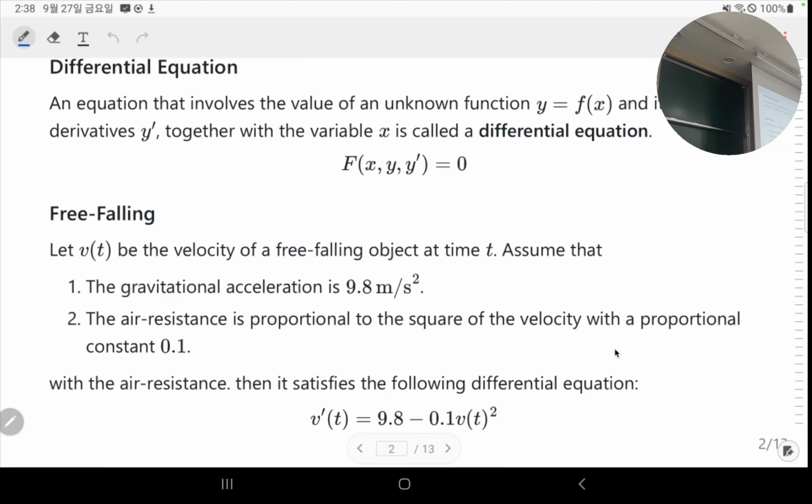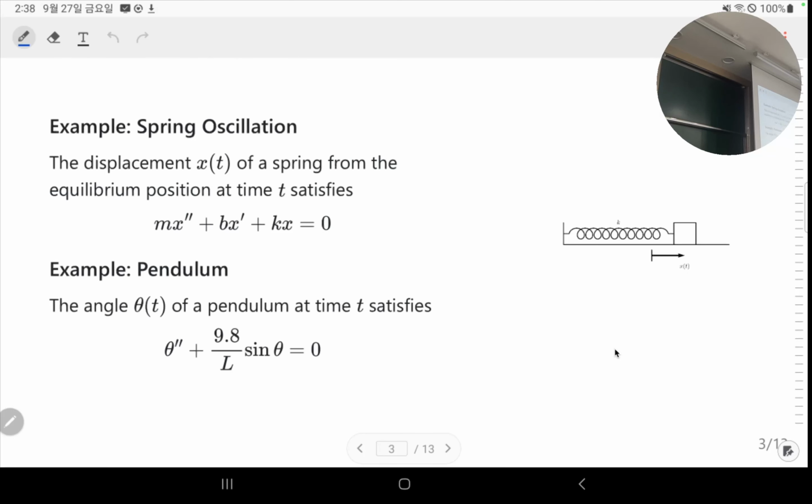So this is an example of a first order differential equation, but many physical situations cannot be described in terms of the first order differential. For example, the spring oscillation is a second order differential equation, but I'll explain how we could break it down into a system of first order differential equations.